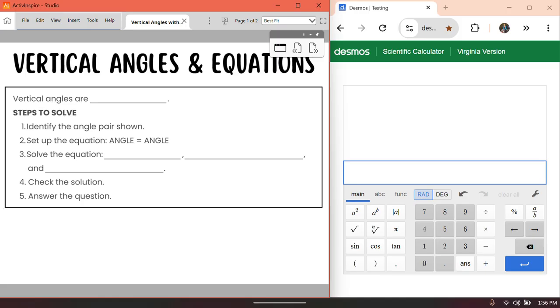Okay. So, vertical angles we know are congruent, and that means that they are equal. And this is actually going to make for a different kind of equation than all those other kinds, but the overall 5 steps are the same. First step is identify the angle pair shown. The second step is to set up an equation. This is where it's a little bit different. We're just going to make one angle equal to the other angle. We don't have to do part plus part equals whole. We're just going to make one angle equal to the other angle. And then we're going to solve that equation, check our solution, and answer the question.